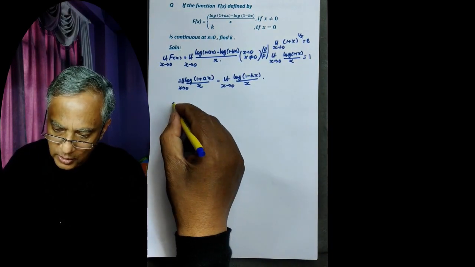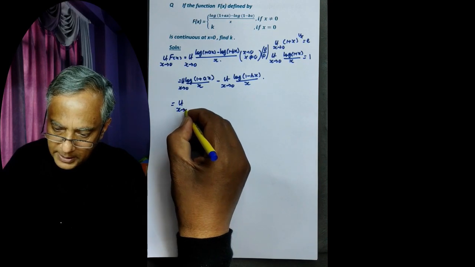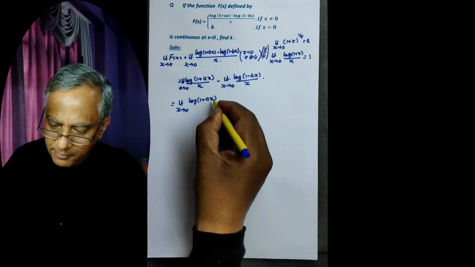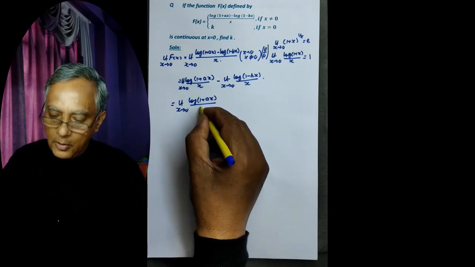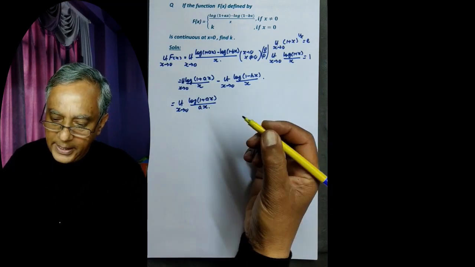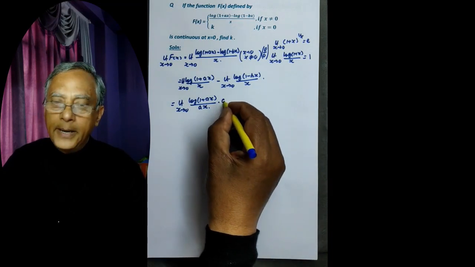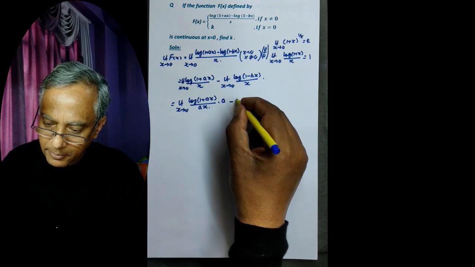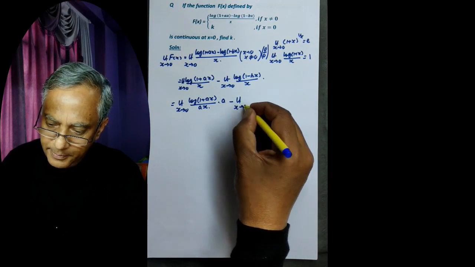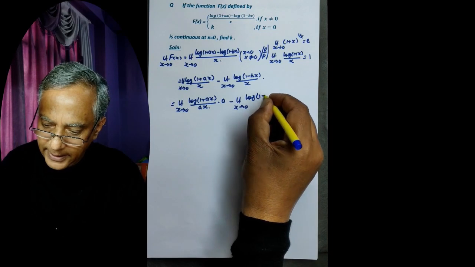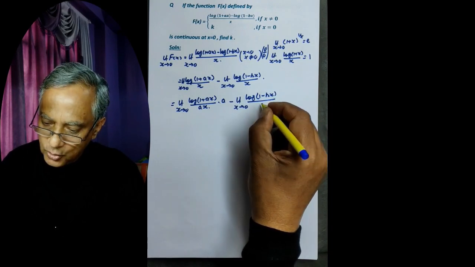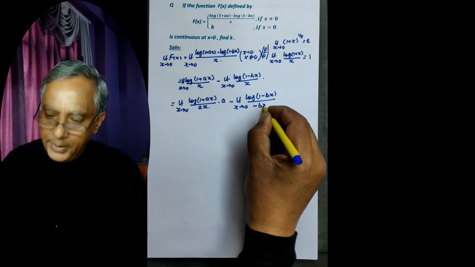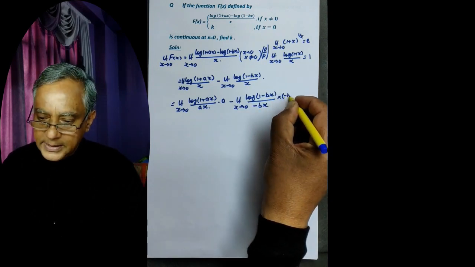This is equal to limit x approaches 0 of log of 1 plus ax. Now it is ax here, so we must make ax in the denominator. That is, we multiply and divide by a. And similarly in this, we multiply and divide by 1 minus bx. So we must multiply and divide by minus b. So this will be minus bx into minus b.